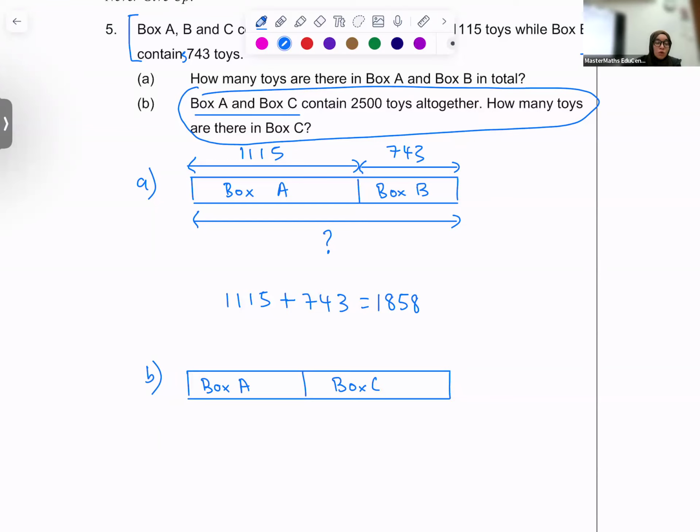Do we already know the total? Yes, so we can write down the total. This whole thing is how much? What is the total? 2,500. Very good, okay? So you continue drawing first. You can draw an arrow to show the total. This would be 2,500.